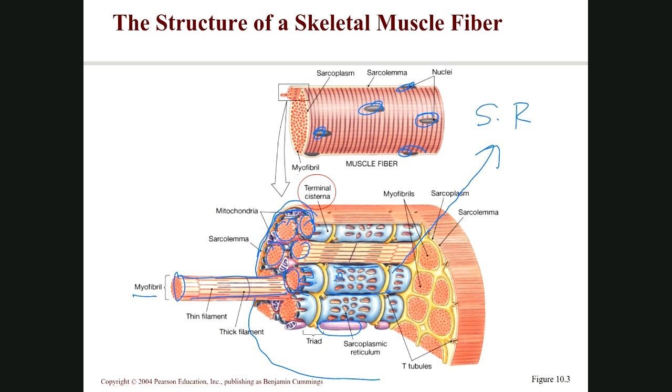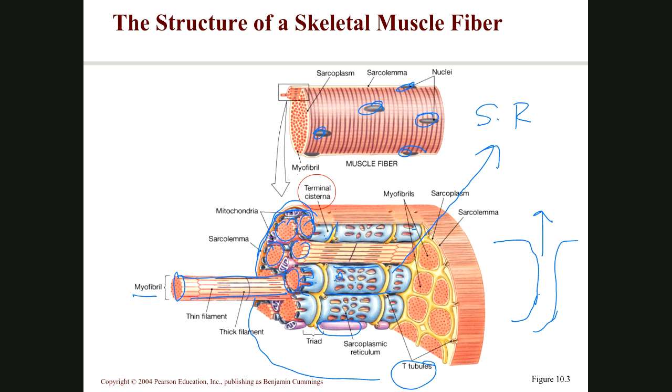Notice the yellow tube is spaced in between these sarcoplasmic reticulums. These yellow tubes are called T-tubules. They're made by invaginations, infoldings of the cell membrane. So the cell membrane folds inward and creates these tubes that we call the T-tubules.